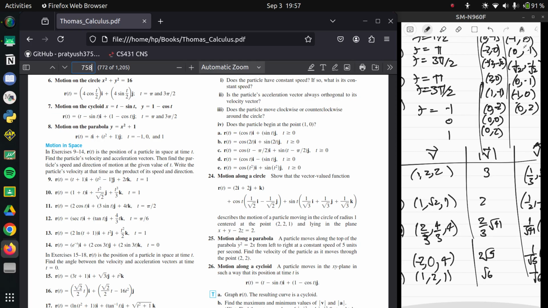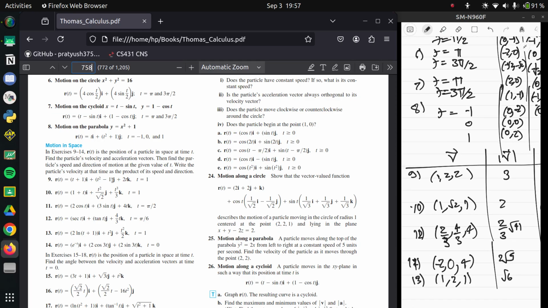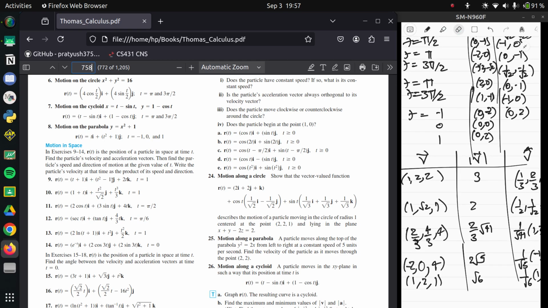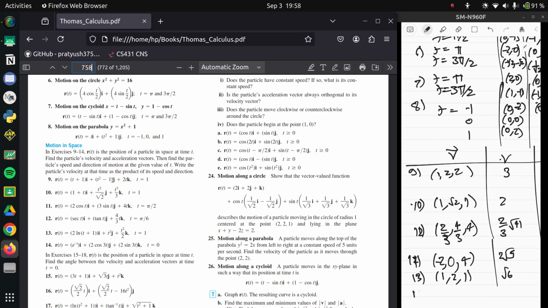So they told me to write it as the speed times the v hat thing. But what's the point? You already have the v vector, right? So you're just going to do unnecessary calculations.